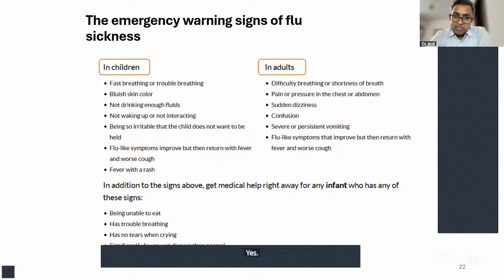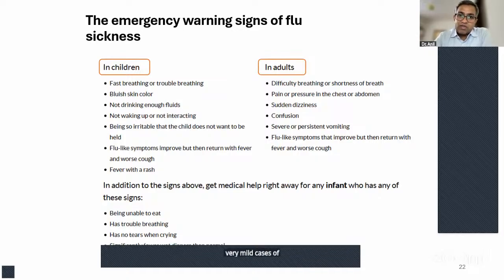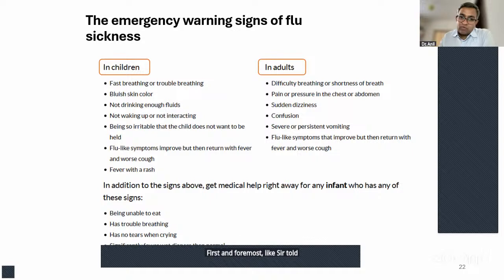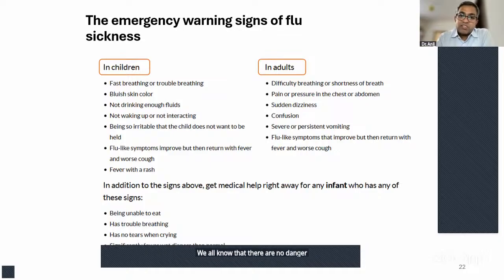These red flag signs, I think we should be very much aware and also educate the parents. When we are seeing very mild cases of flu on day 1, day 2, we should educate the parents also on these red flag signs. First and foremost, like sir told, it's an acute febrile illness and the child becomes very tired. How the child is behaving in the interfebrile period is very, very important. If the child is becoming active, playful, and accepting feeds, we all know that there are no danger signs and safely this child can be managed on OPD basis.